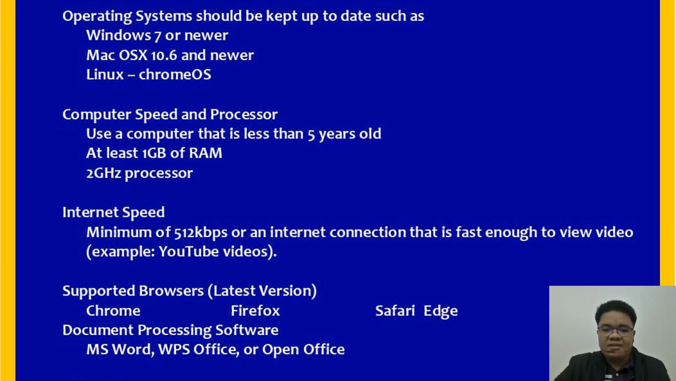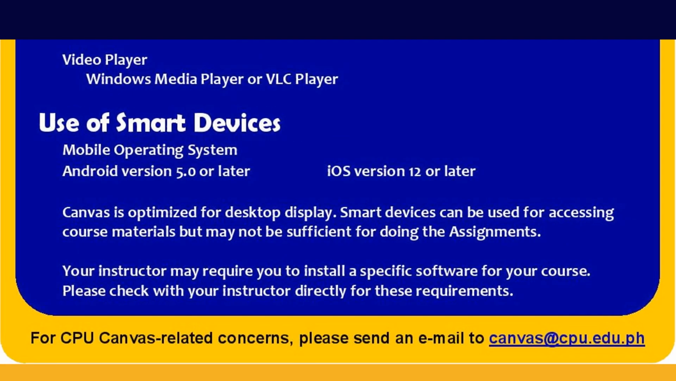For your document processing software, you can use MS Word, WPS Office, or Open Office. For the video player, that could be Windows Media Player or VLC player. You might be wondering if you can use your smart devices. Professor Razon has given you the overview on how to access Canvas using your smartphone, meaning you can use your phones to access Canvas. However, you need to think that Canvas is optimized for desktop display. Your smartphones can be used for accessing your materials but may not be sufficient for doing some of the assignments.